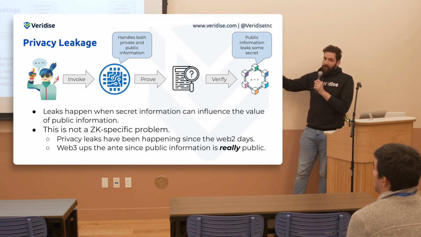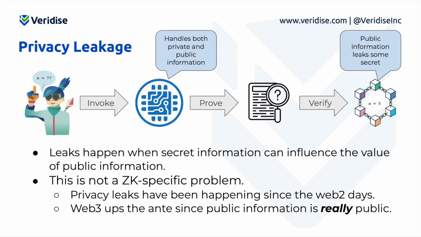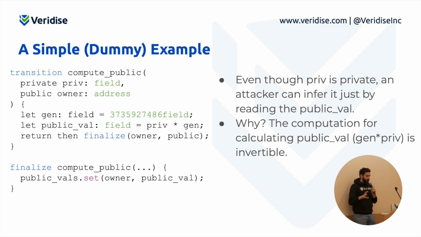By all means, this is not a zk-specific problem. Privacy leakages have been happening since the Web 2 days. However, in contrast to the Web 2 days, where the public information was sitting behind some company's servers, now the public information is actually public. So let's go and see a very simple, almost silly example of how some private information might be leaked.